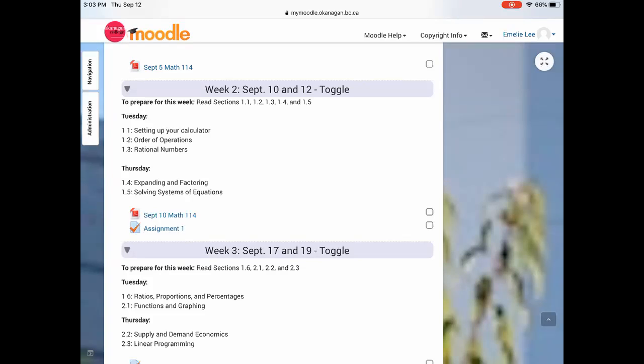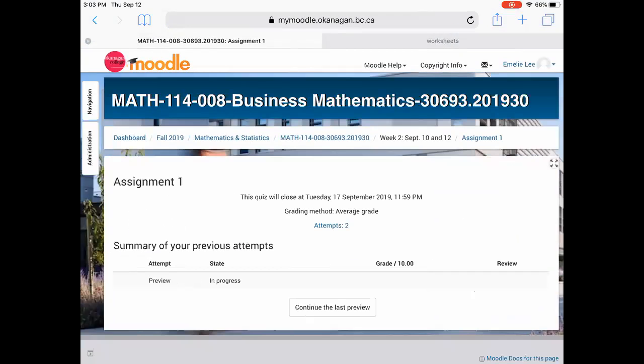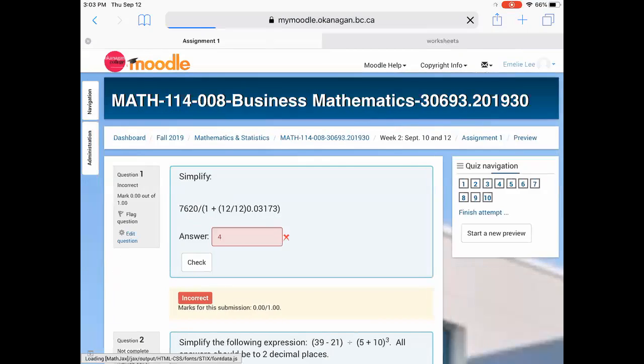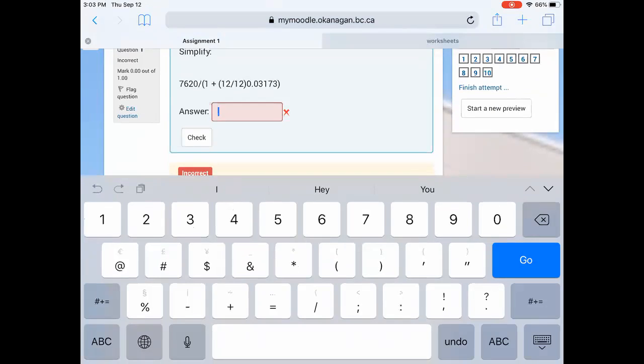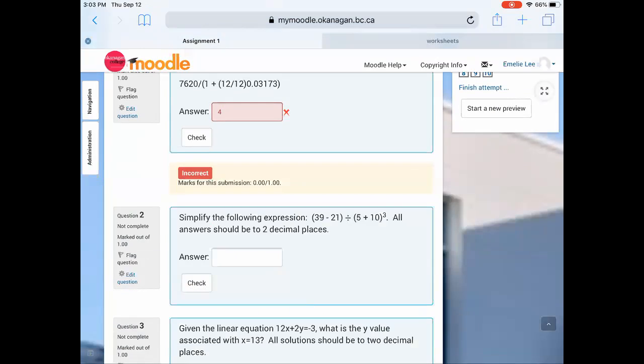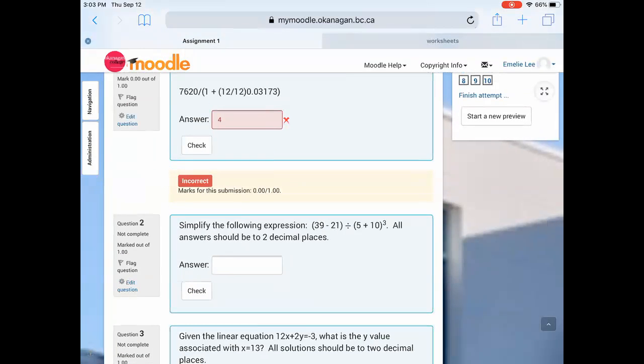Assignment 1 is due next Tuesday at midnight. I will not reopen the assignments, so make sure you get them in. The assignment will look like this, so I was just fooling around, don't worry. Let's say you put in your answer here, you find your answer, you're allowed to check it. You can check it as many times as you want. It'll just tell you if it's right or wrong.